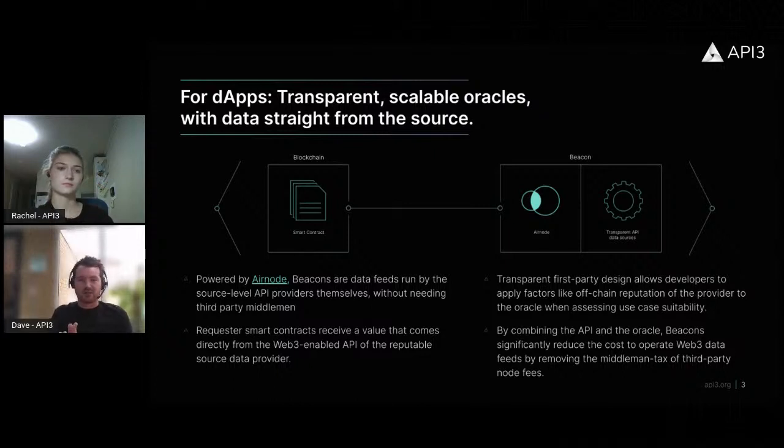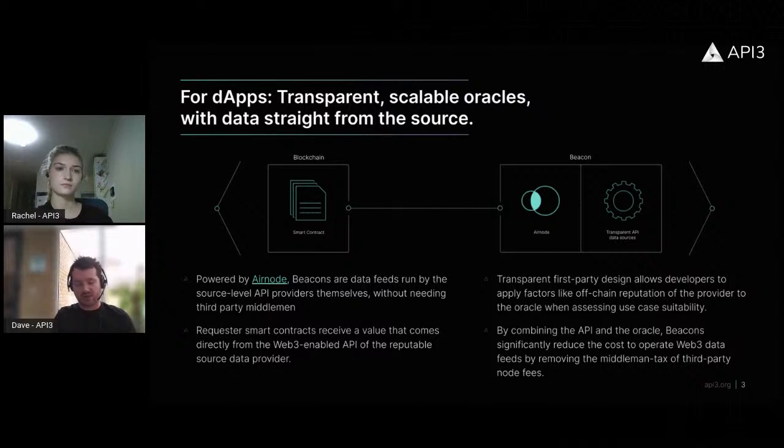You have the data provider running AirNode. AirNode allows the data provider to put data directly on chain without needing a third-party provider. So these are first-party data feeds. Smart contracts can use a value that's kept updated on chain. The Beacon server changes or triggers an update when the API's value differs by more than a certain parameter from the value that's on chain.